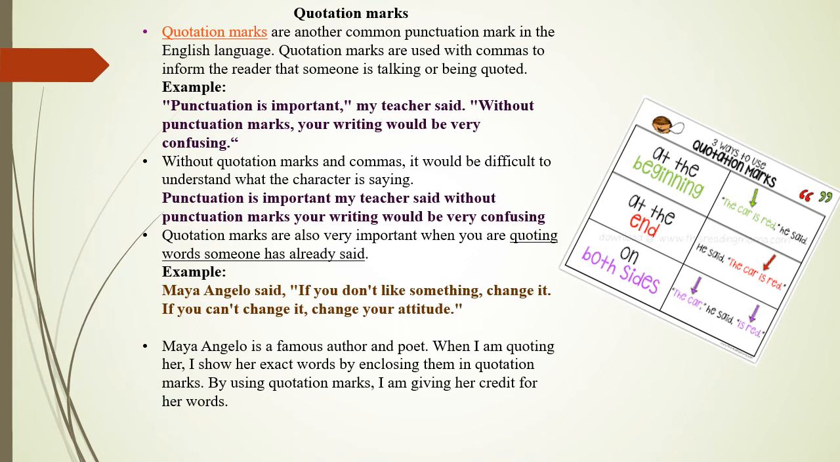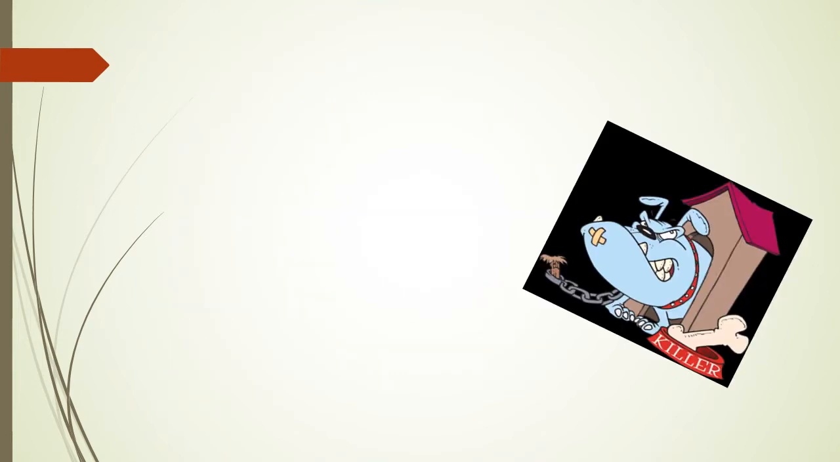Maya Angelou is a famous author and poet. When I am quoting her, I show her exact words by enclosing them in quotation marks. By using quotation marks, I am giving her credit for her words. Quotation marks or inverted commas give credit and importance to her words, meaning that she has said something very important.